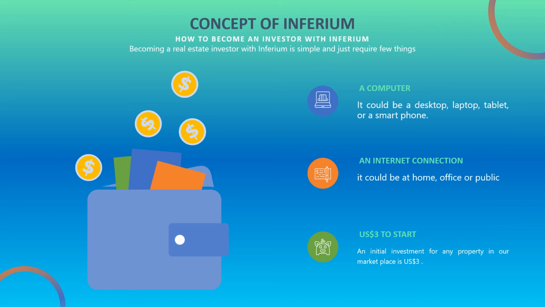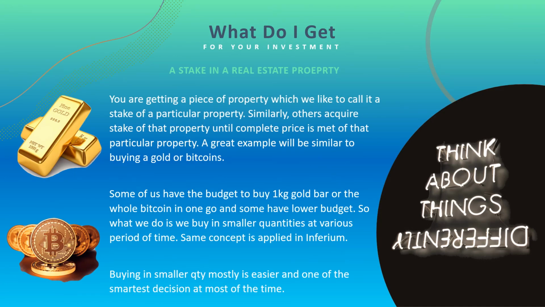As simple as that. So what do you get by investing with us? You are getting a piece of property, which we like to call a stake of a particular property. Let's take an example. If there is a property A worth 500,000 dirhams or $150,000, give and take approximately, we buy that particular property once it's 100% funded by you as investors. The system automatically sends a message, closes the investment for that property, and notifies our property advisors as well as our legal team. From there, our legal team and our property advisors purchase this particular property and put it up for rent.